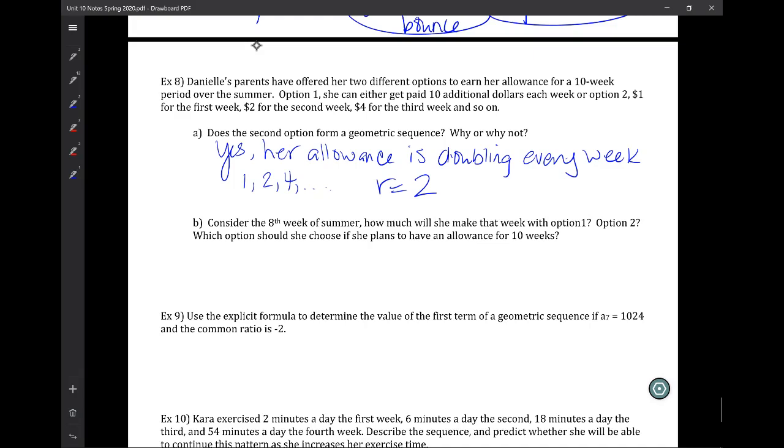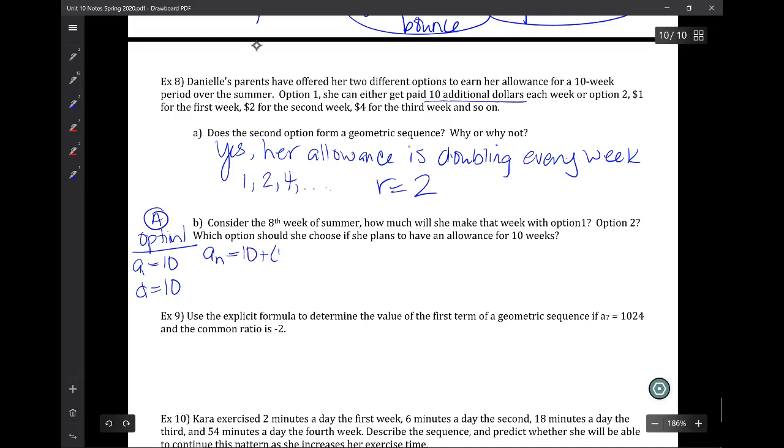So let's think about option 1 for a second. Option 1 says she will get paid $10 additional each week. So in my head, that means for option 1, her initial salary is $10 a week, and then she's getting paid an additional $10 each week after that. So her common difference is 10. So that sounds like an arithmetic sequence. So our formula for that, remember, is AN, the initial amount, plus n minus 1 times the common difference.